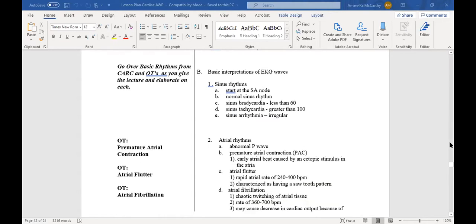Now, sinus rhythms. When I have a sinus rhythm, sinus means I have all the parts. Sinus means it has a P wave, it has a QRS, and a T. That just means it has all its parts. It doesn't mean it's normal. It just means it has all of its parts. Okay?